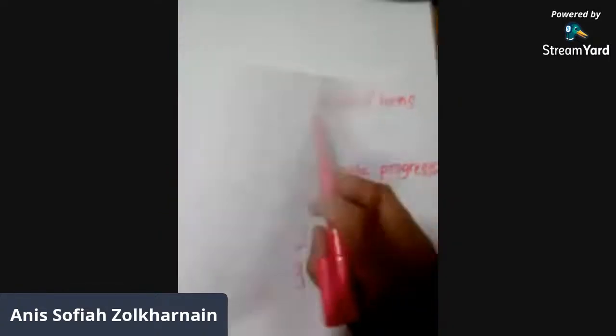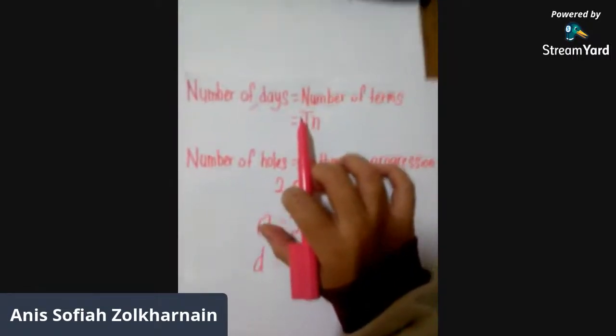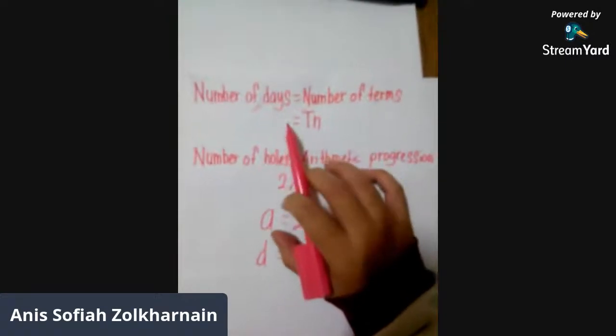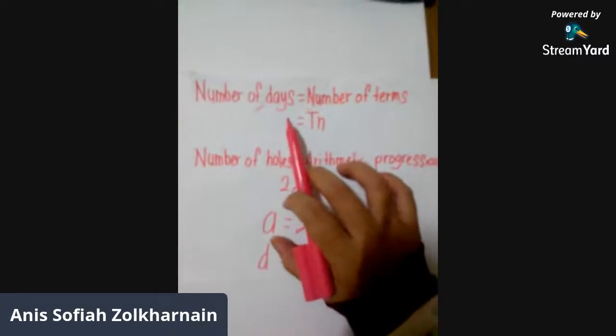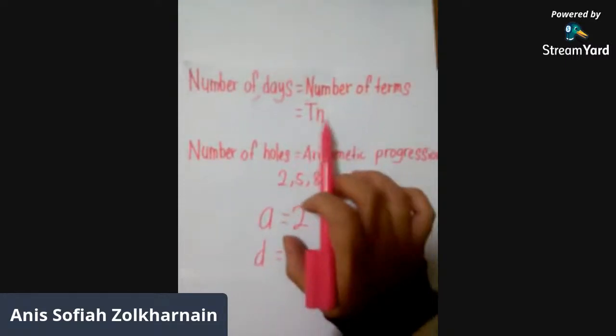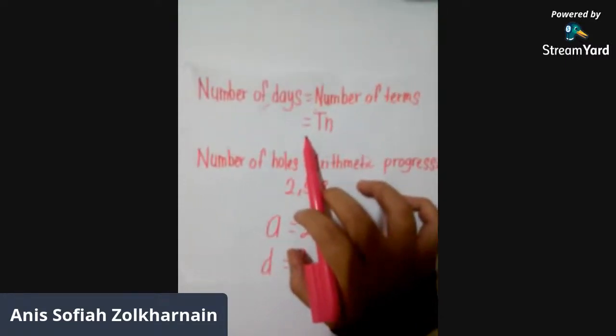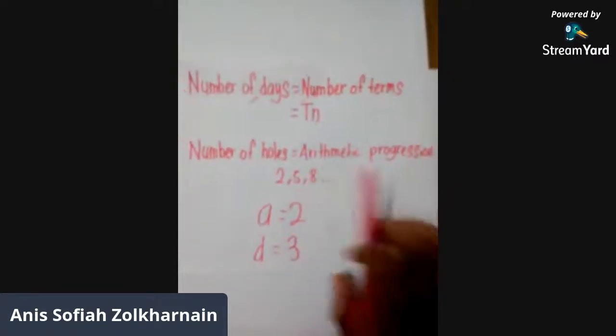Okay, we will look at the questions one by one. We will look at a first, but before that, from this we can get this information. Number of days equals number of terms because, for example, day 1 equals T1, day 2 equals T2, day 3 equals T3, and so on. So we have number of days equals number of terms, or we can write it as n, and the number of holes is an arithmetic progression.